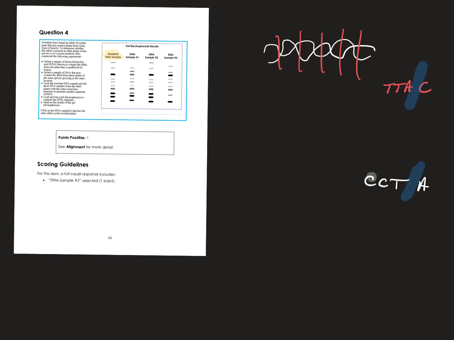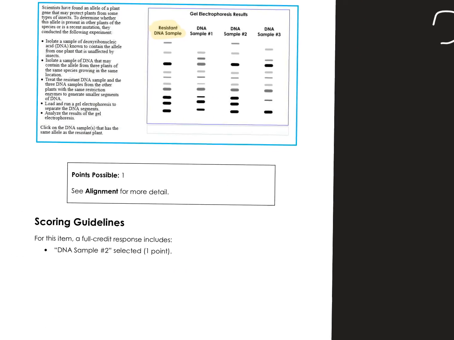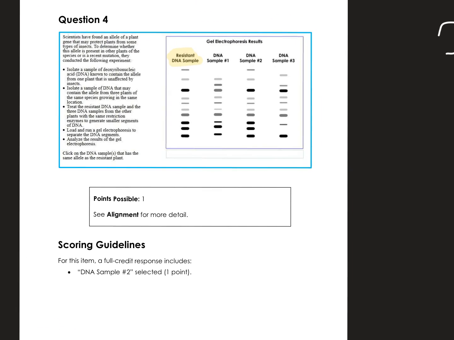And then you run them on a gel, and the bigger the piece that's been cut, the further up here it is. The smaller the piece, the further down here it is. The bottom line is that the similar patterns show you how closely related that individual is to the reference, in this case, the DNA-resistant DNA sample.